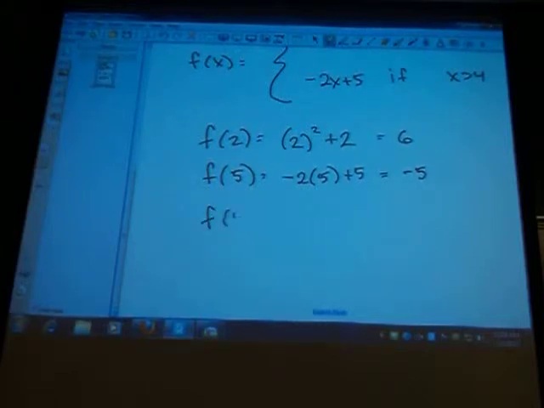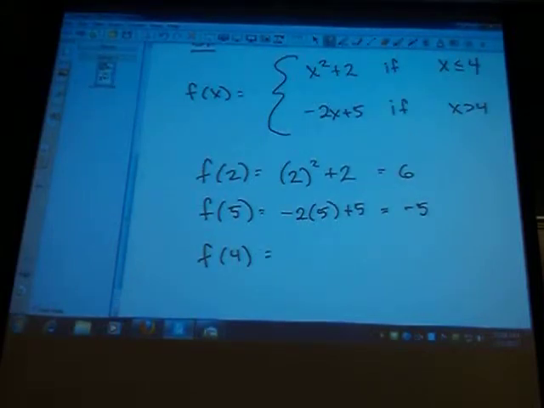What about if my x value is actually 4? You want to use where the equal to is. The equal to is with the first equation. So for x equal to 4, I would use the first equation. Will there always be an equal to 4? They always have to include that number somewhere. The equal to could have been on the second equation, which would just mean you would include 4 with the second equation. So when I plug 4 into the first equation, 4 squared plus 2 is 18. That's all there is to it.